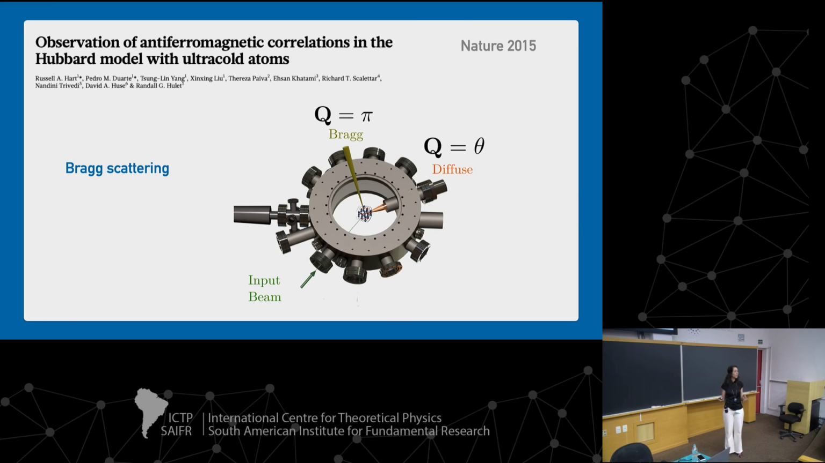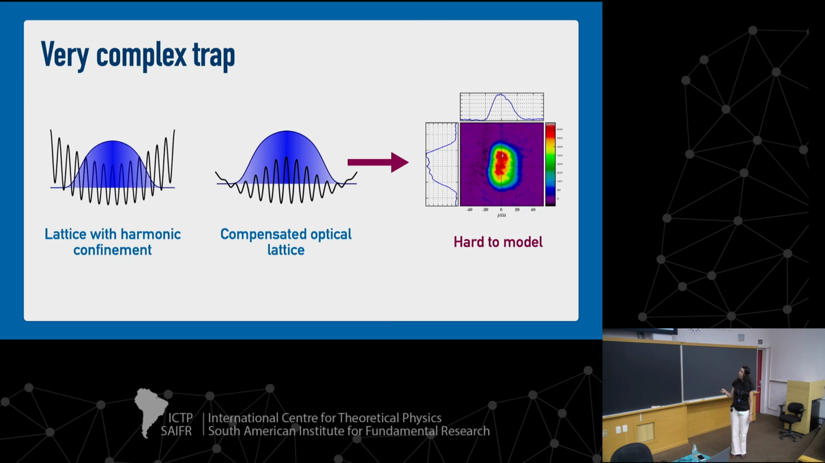It's very similar to what is done with X-rays to figure out the magnetic ordering. This is a cool figure as well. Here is the optical lattice, and you have light coming in, and you observe this light coming out at two different angles: one, which is the Bragg angle, and the other at some given diffuse angle. And just one comment: Randy's trap is very complicated. It's not parabolic, it's some compensated optical lattice. And he's done it this way so he could achieve more cooling.